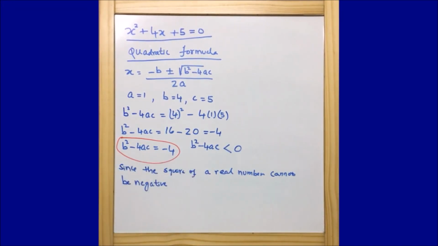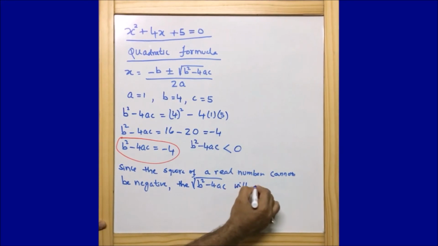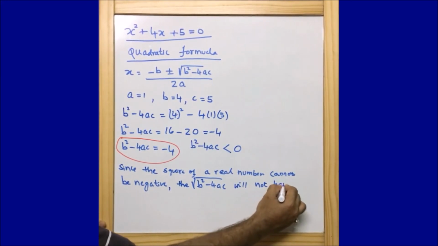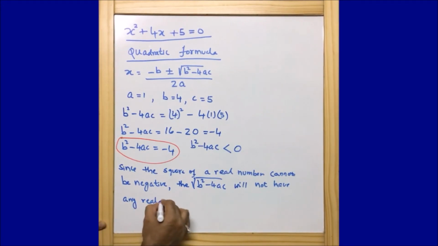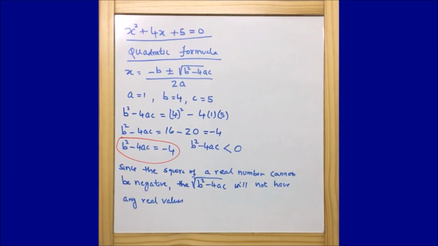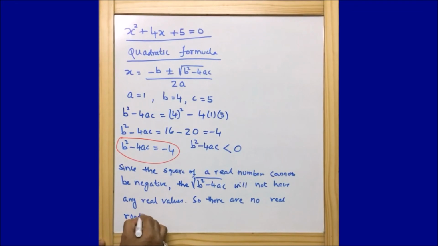then the square root of b² - 4ac will not have any real values. So there are no real roots that exist for this quadratic equation.